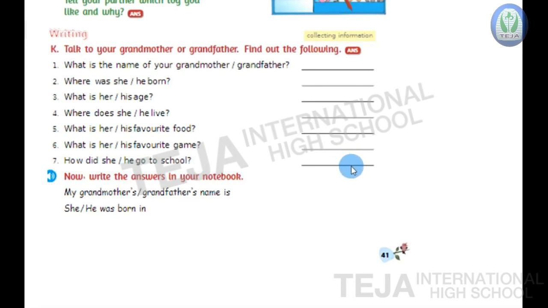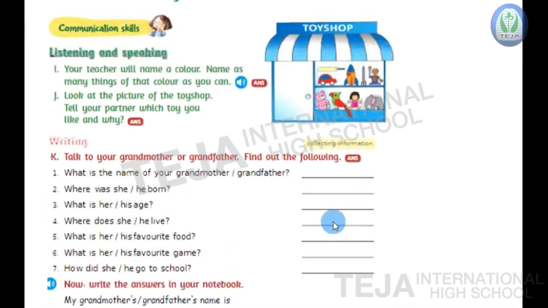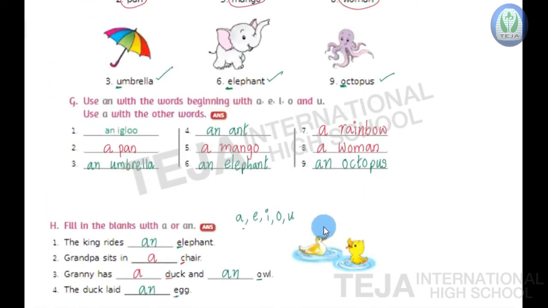So this is homework for you. Bit K is homework. You talk to your grandfather or grandmother and write the answers in the blank. Okay, children? Okay, now with this, we'll close today's session.